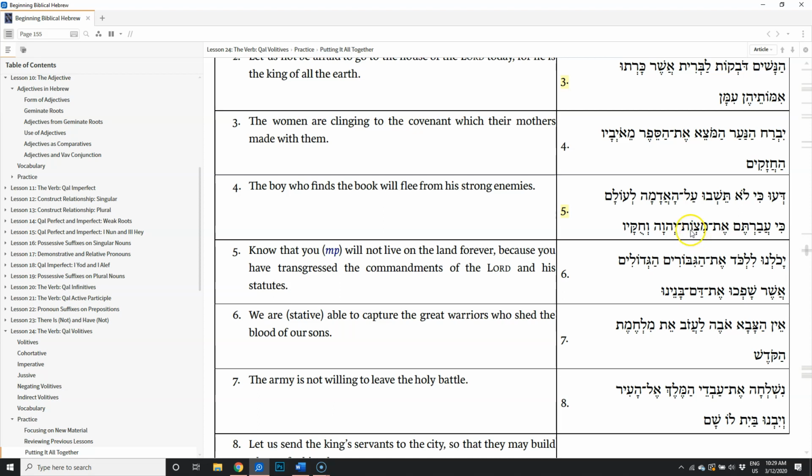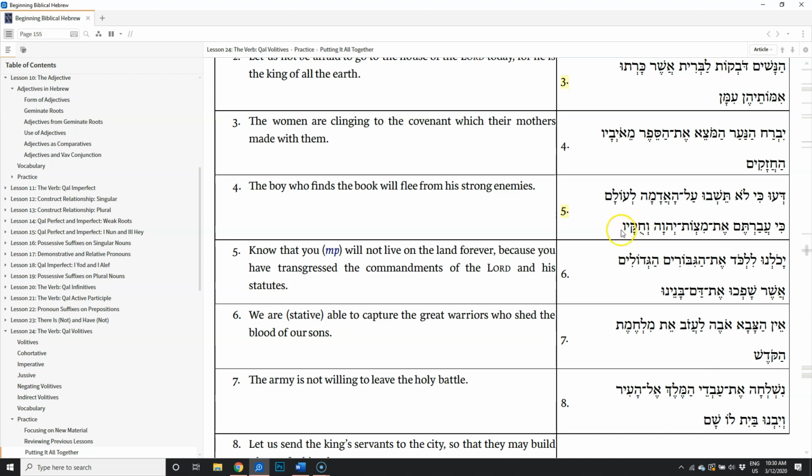So it can't have a shva and a holam vav here. This is mitzvot, because you transgressed or passed over the mitzvot, the commandments of Adonai. Now you say, how do you get the vav in here? There's no article. That's because this is in construct with Adonai. And Adonai, even though it doesn't have a definite article, is a proper name, so it's obviously definite, and that makes mitzvot definite. So you transgressed the commandments of the Lord, the hukav.